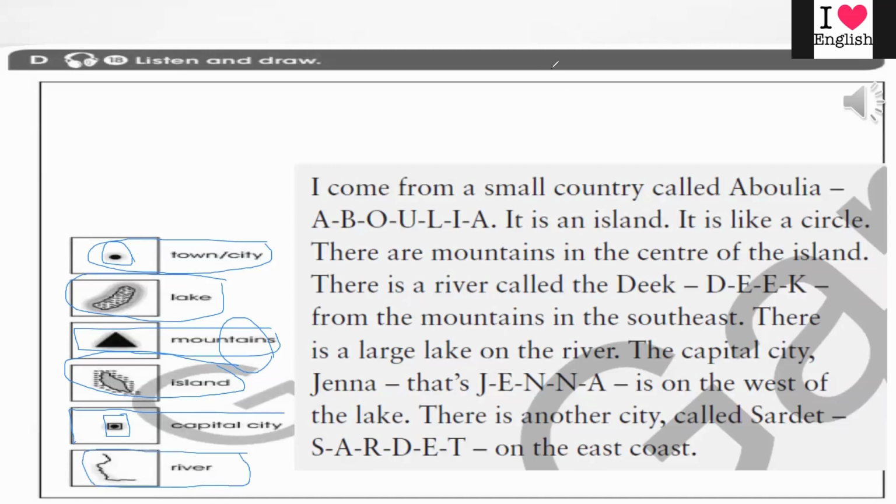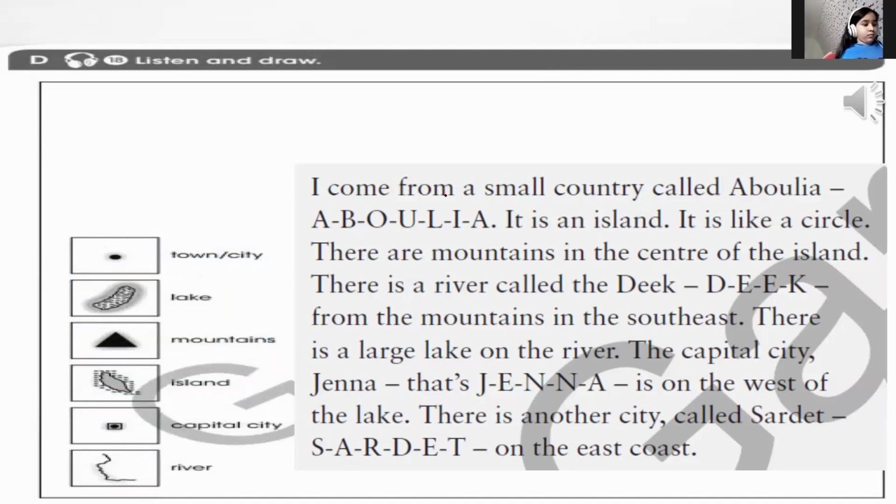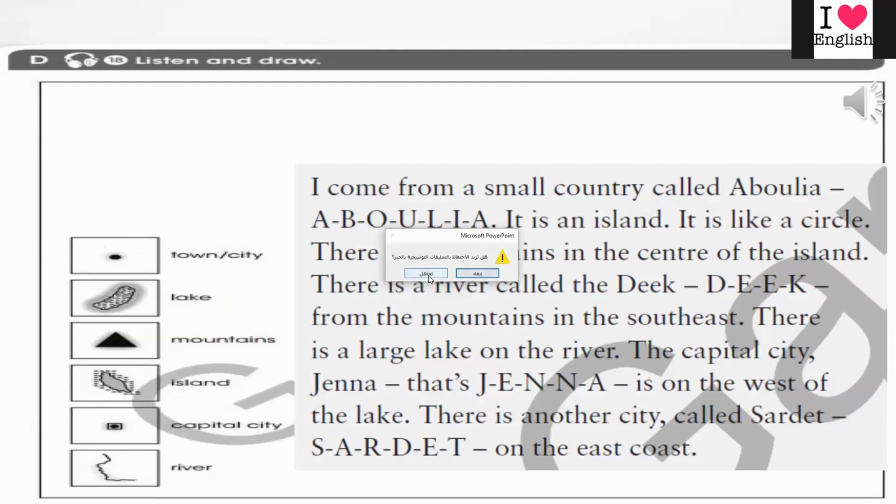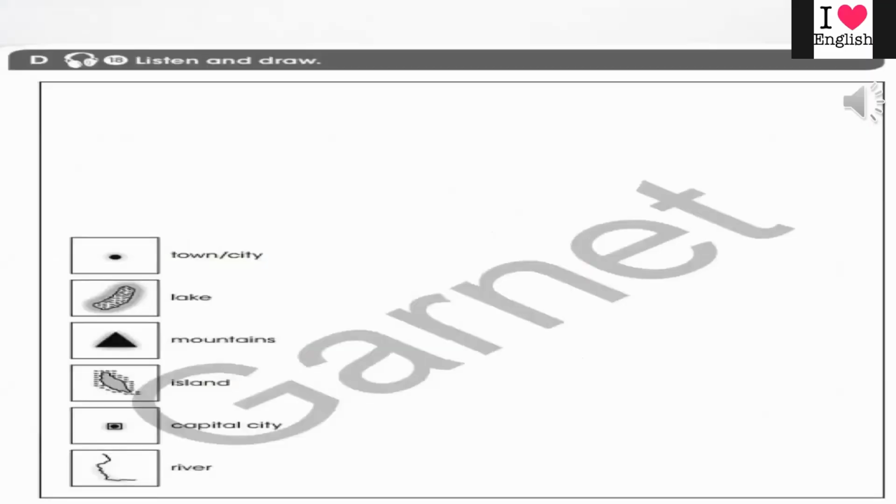Okay. Now, I want you to listen carefully, okay? You have to listen carefully. Just a second. Yes, just now listen, Andrew. Can you listen? Yes. One, two, three. Listen. And draw.